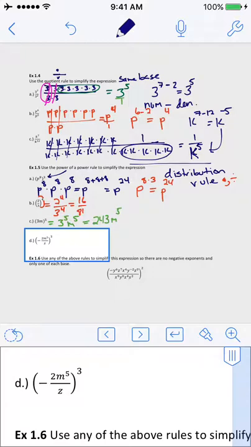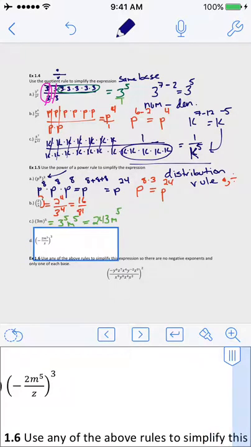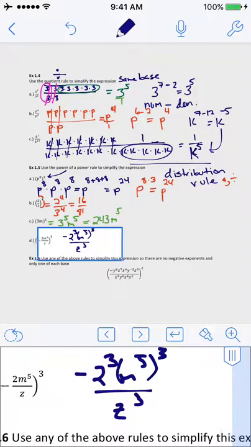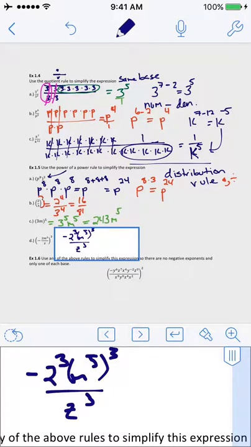Okay, so I hope you had a chance to try this on your own. Let's start with that distribution rule, right? Because this 3 is on the outside of everything, therefore everybody gets a 3. 2 to the 3rd, m to the 5th to the 3rd, over z to the 3rd. Everybody gets a 3. A couple of you are probably already kicking yourself because you didn't put the 3 on the 2, or maybe you forgot the z, whatever it is. But everybody gets a 3.